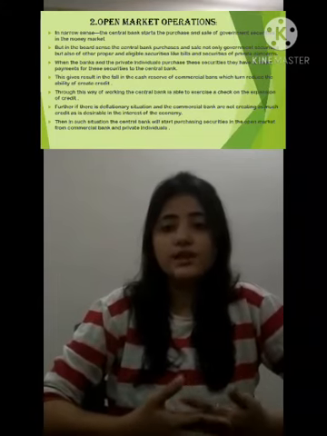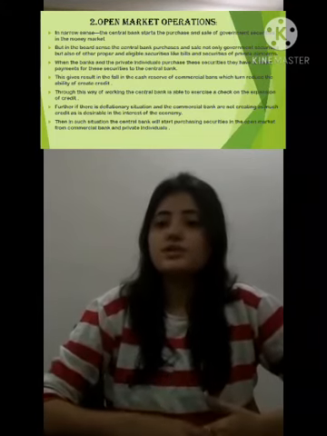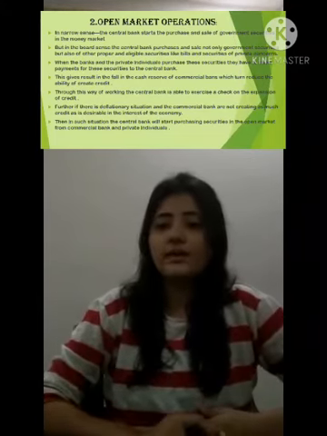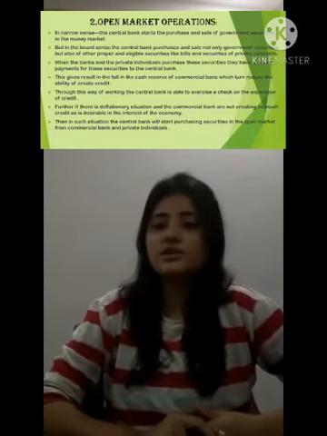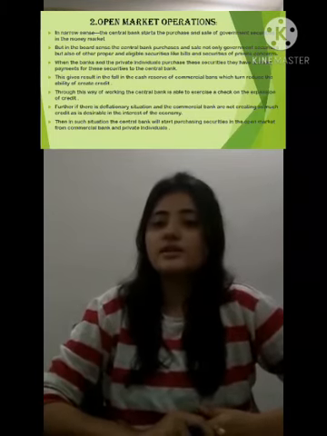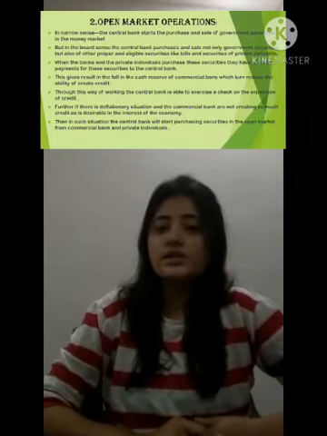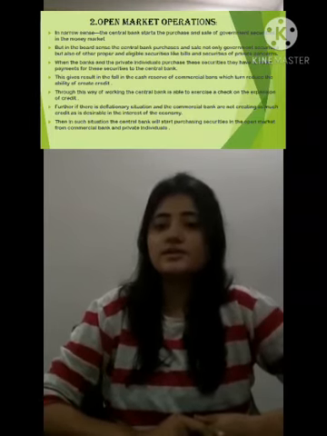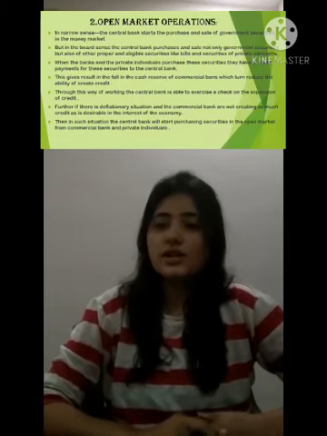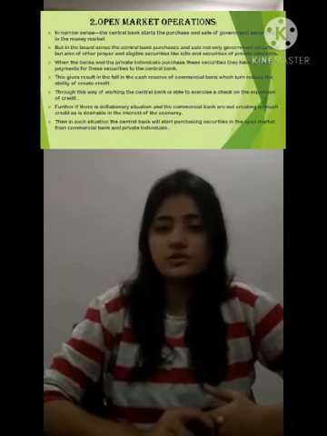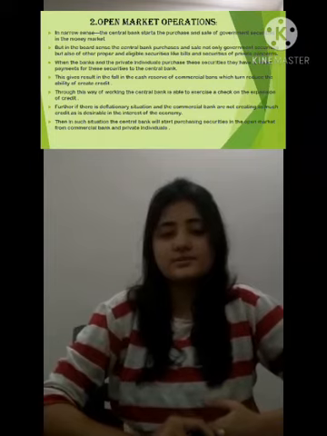Further, if there is a deflationary situation and the commercial banks are not creating as much credit as is desirable in the interest of the economy, then in such a situation the central bank will start purchasing securities in the open market from commercial banks and private individuals.